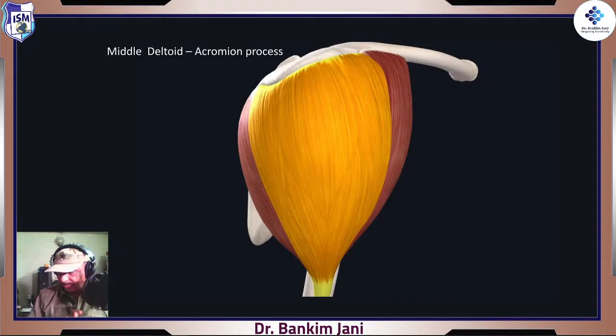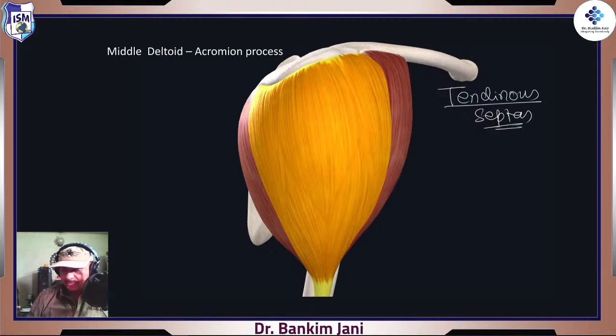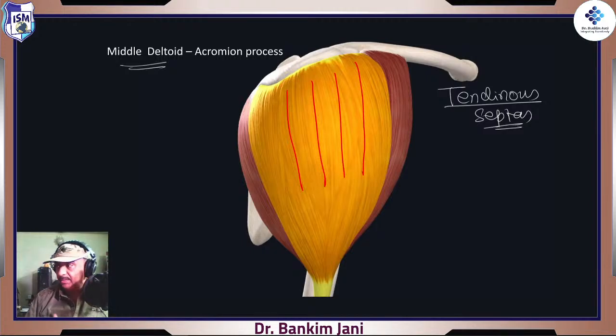Now in the middle deltoid, there is some speciality. That speciality is that there are tendinous septa. Let's draw these septa. How many are there? There are 4, only in the middle one. So let's draw it like, say, 1, 2, 3, 4. You don't have to be very artistic, you have to be scientific. So these are the tendinous septa.